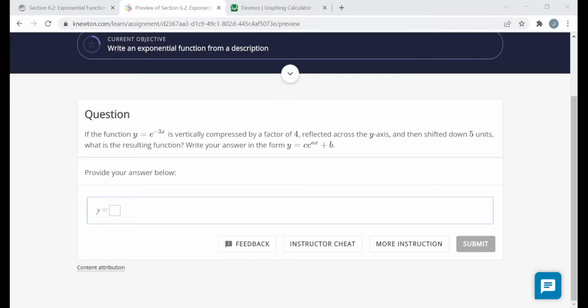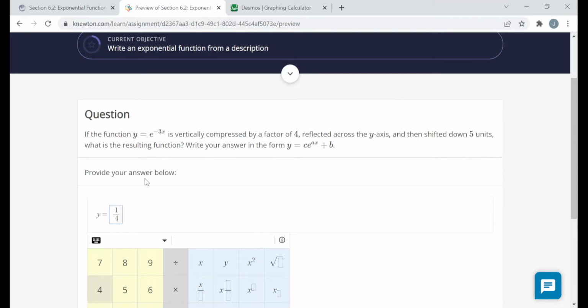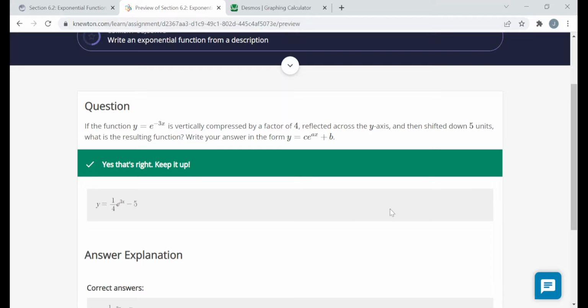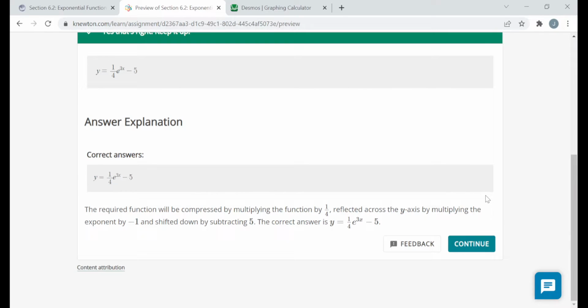Okay, and again, you can go to Desmos and see that all those things actually happen. I was a little confused here. They put compressed, but then have a factor number bigger than 1. Compressed should have a factor less than 1. But if they put a number bigger than 1, just do the reciprocal. So we ended up with 1/4 e to the 3x and then -5. The key word there was compressed. That's why it's 1/4, not 4. If they said stretched, then I would keep it as 4. Stretching is by factors bigger than 1. Compressing is by factors less than 1.